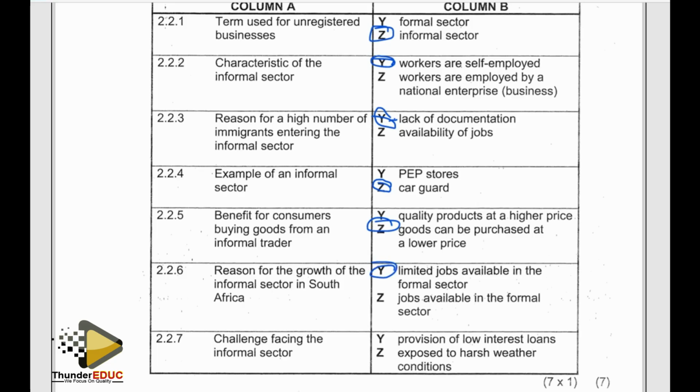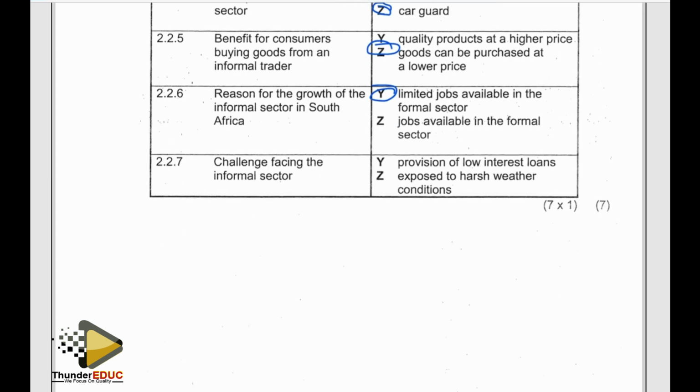Limited jobs available in the formal sector. Given that the formal sector is failing to absorb all the potential workers, people are resorting to finding a way out on their own through informal means. Then a challenge facing the informal sector. What challenge does the informal sector face? Correct response is Z, which is exposed to harsh weather conditions.